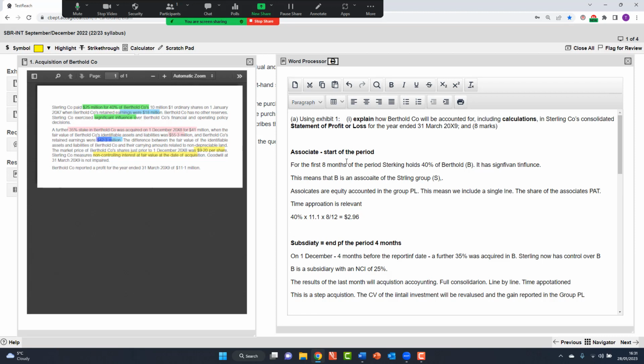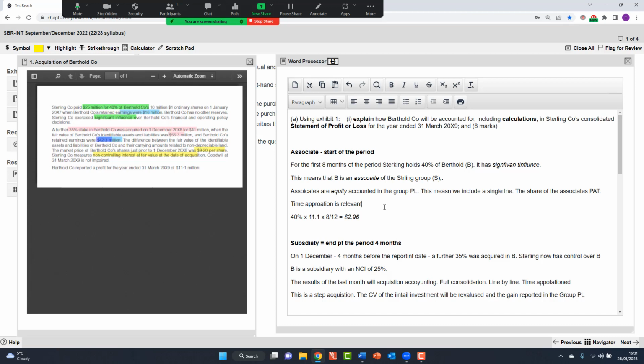And how have I earned those marks? I have wrapped a sentence around the word associate. I have used the word significant influence. I've wrapped a sentence around it. I have used the word equity accounting, and I've done a calculation. Bingo. 4 out of 4. I don't care about the spelling.